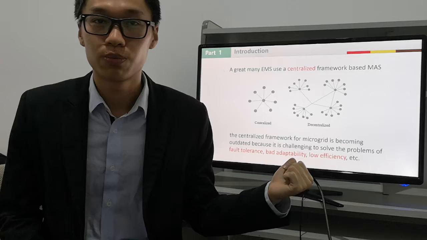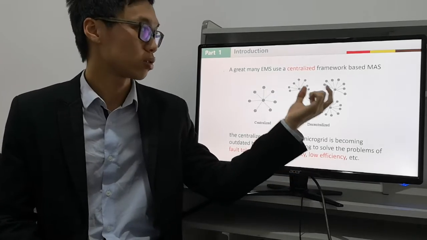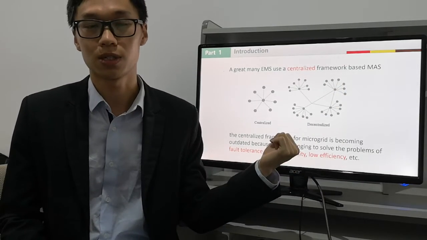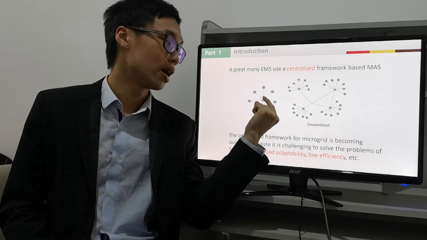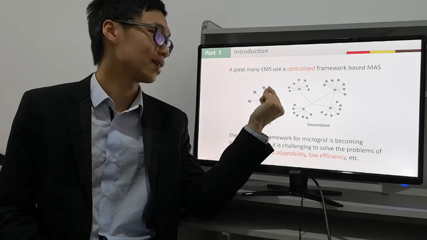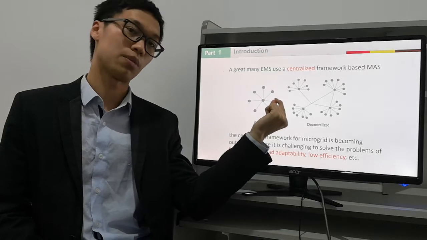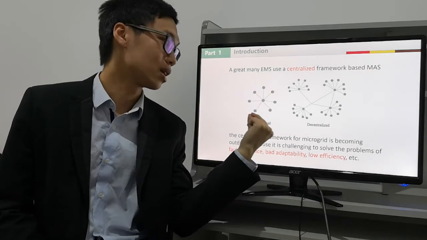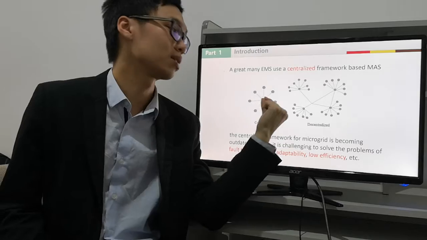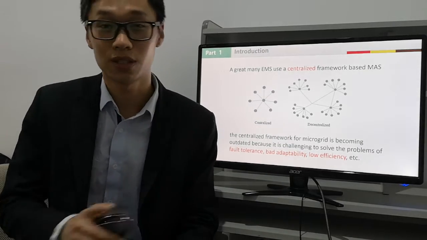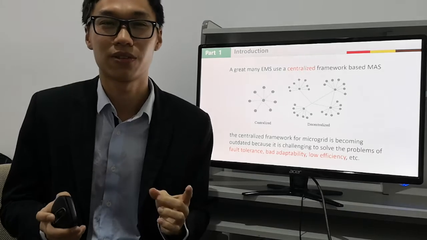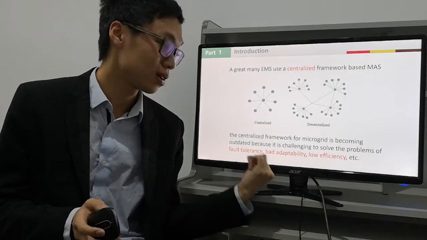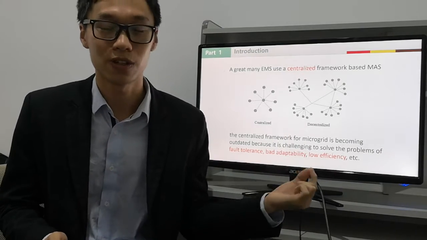Typically, a great many previous research use a centralized framework-based multi-agent system. A centralized framework has central agents in the center, and if the other agents want to communicate with each other, they need to pass the information through the central agents. However, this framework has become much more outdated because it has bad fault tolerance and very low efficiency.